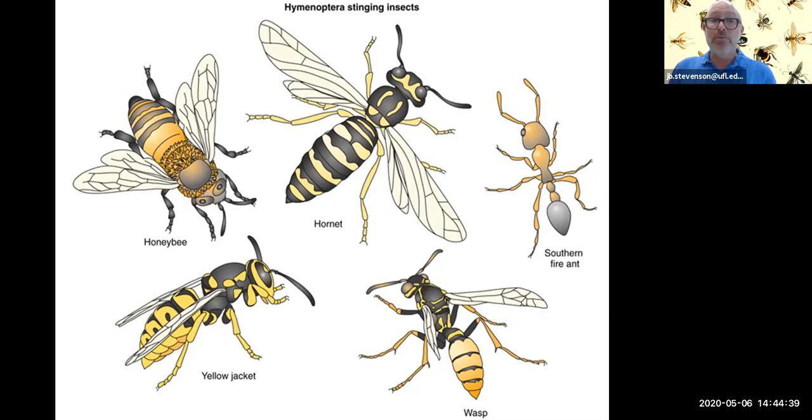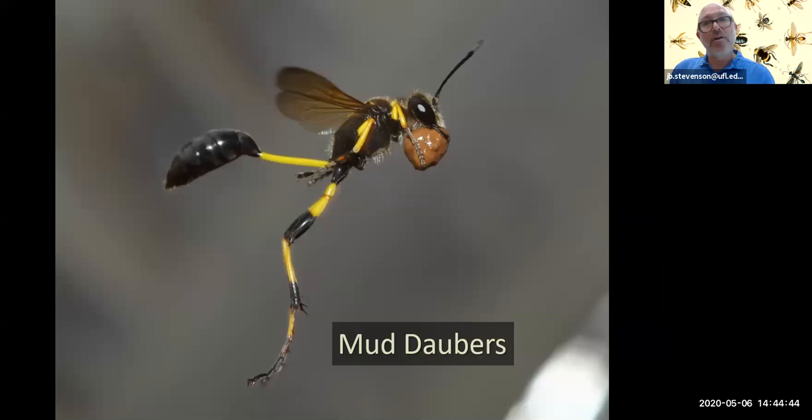Here is a very arguably sweet hymenopteran. This is the mud dauber. She's solitary. She flies around by herself, no hives, no underground hives or anything scary like that. She lives by herself. She flies around. She gets a wad of mud, and she takes it to the eaves of a house.